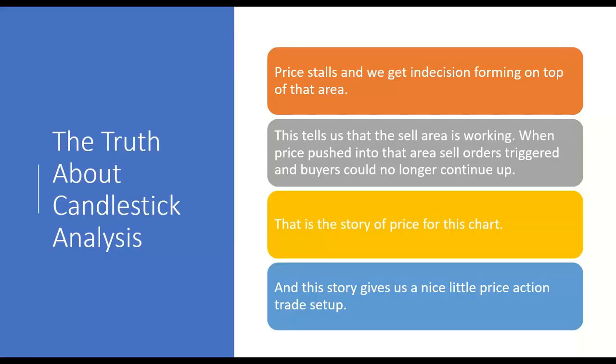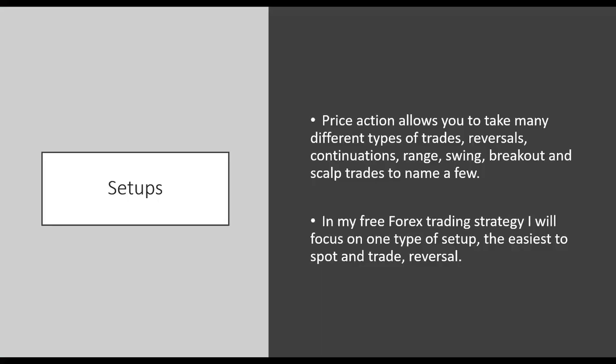So price stalls and we get indecision forming on top of the area. This tells us the sell area is working. When price pushed into that area, sell orders triggered and buyers could no longer continue up. That is what the story of price is for this particular chart, for this segment of time. And this story gives us a nice little price action trade setup.